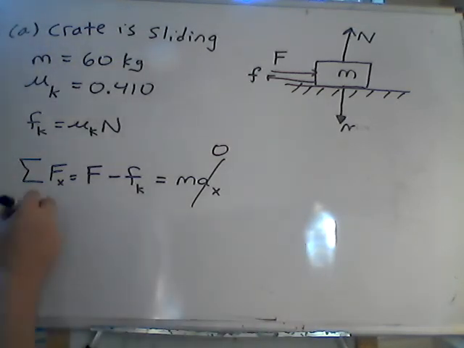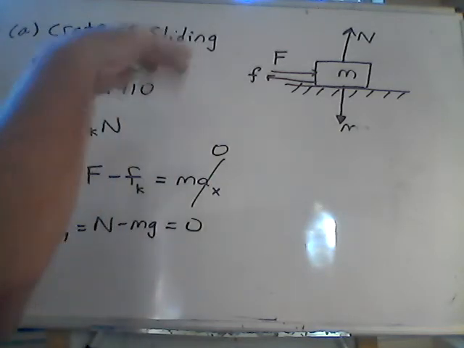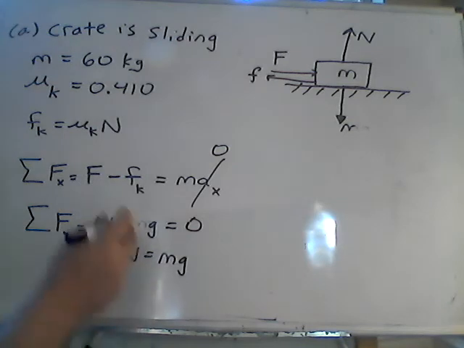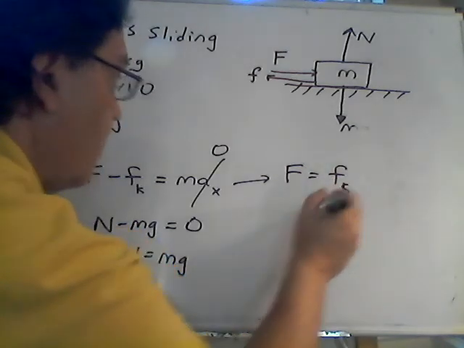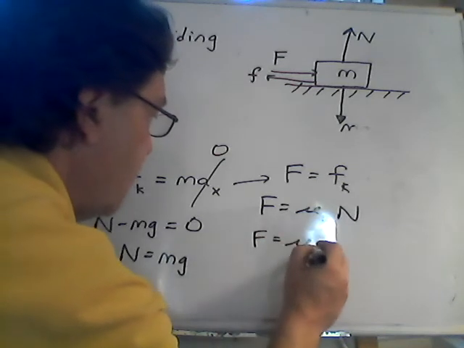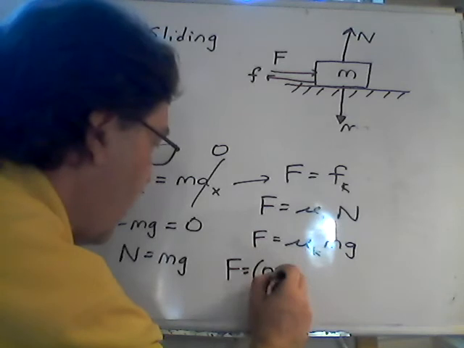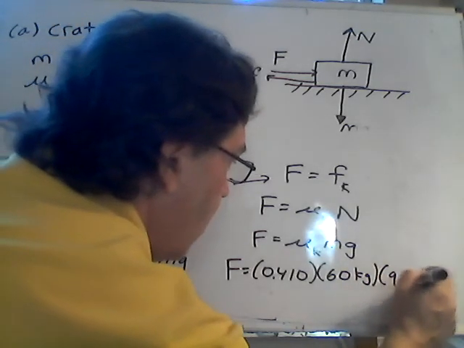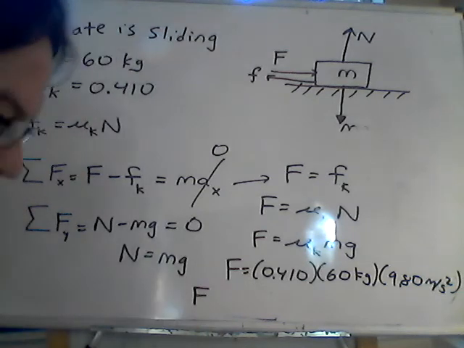We use the same math as before. I'll just do it again. The summation of all forces in the y direction, normal force up, mg down. We don't ever expect acceleration along the y direction, so the normal force is mg. In this particular case, there's a lot of deja vu math. We would find out that the application force is equal to the force of kinetic friction, or the application force is mu sub k times the normal, or the application force is mu sub k times mg. Or the application force is 0.410 times 60 kilograms times 9.80 meters per second squared. And I will find out that this time the application force will be 241 newtons.